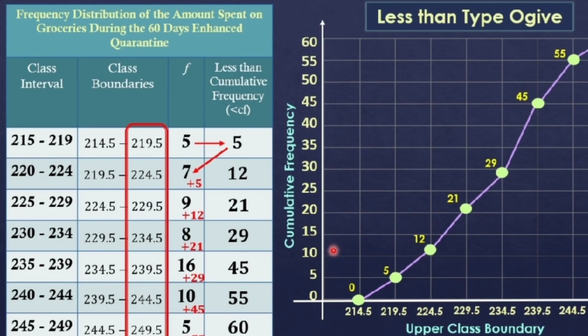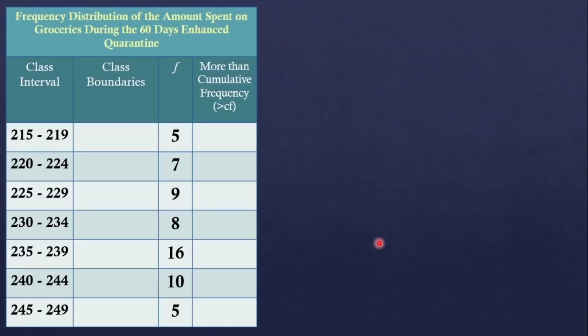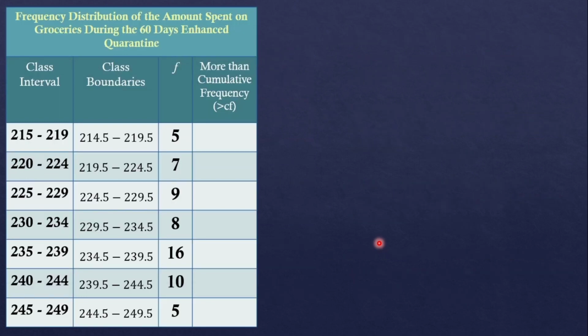So, paano nga ba malalaman kung less than or more than cumulative frequency? So, kapag po ang line graph natin ay increasing, then that is less than type OGIVE. So, since ang line graph natin ay increasing or pataas, ibig sabihin, this is a less than type ogive. So next is more than cumulative frequency, same data, kagaya kanina. So our N is still 60 days. Now how are you going to graph more than cumulative frequency?